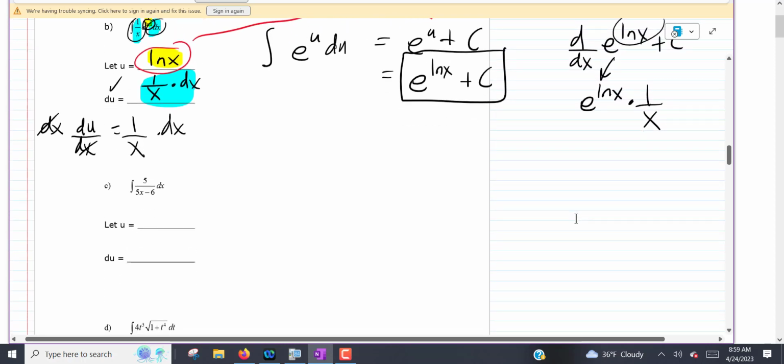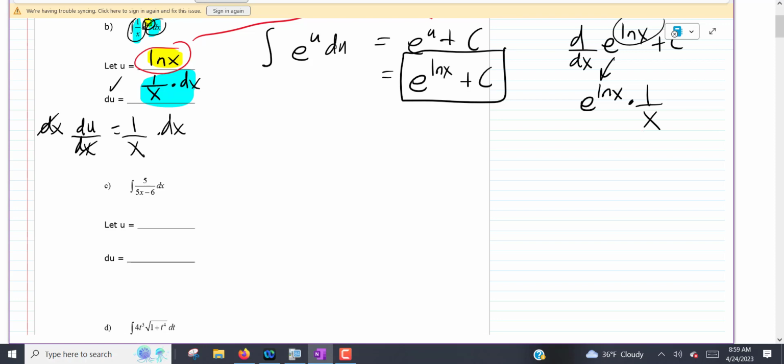Okay, so let me ask you all a question on this. Anybody have any suggestion about what I should let u be? Not 5. The whole thing, 5x minus 6. That is correct. I'll show you why. Okay, so we're going to let that be 5x minus 6.